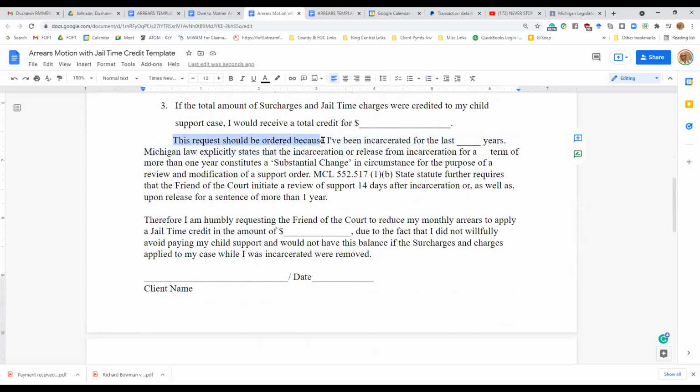Okay, now here it is right here. This should be ordered because I have been incarcerated for this amount of years. It can be from 2001 to 2009, okay? And the Michigan law explicitly states that the incarceration or release from incarceration for a term of blank, whatever your term is, you put it in there, is grounds for review and modification of the support. And here is another one, guys, the Michigan Compiled Laws.